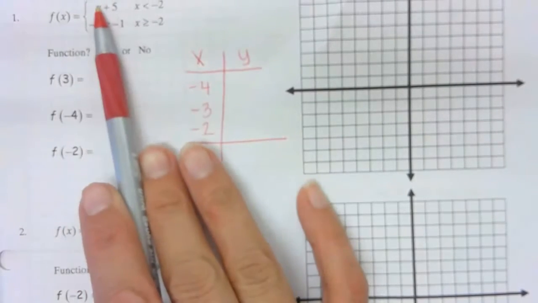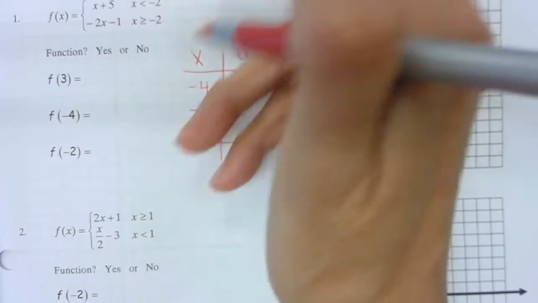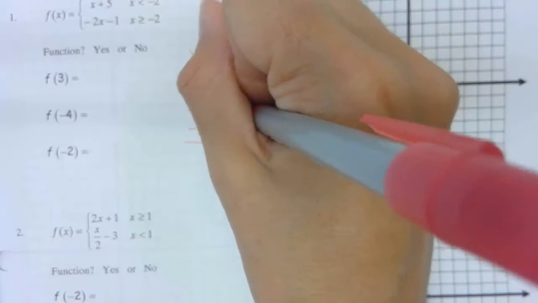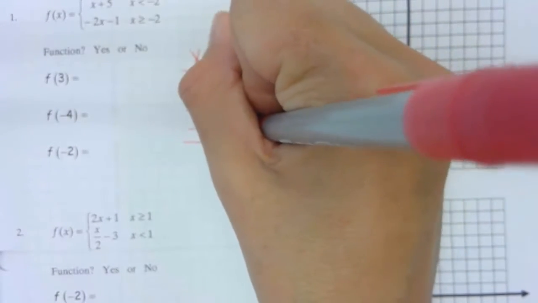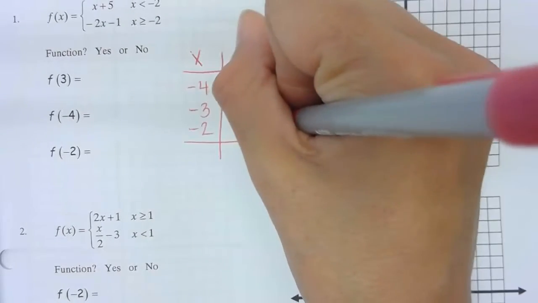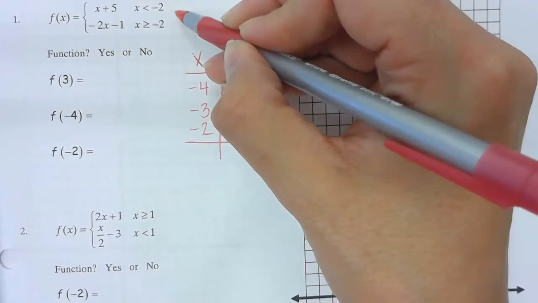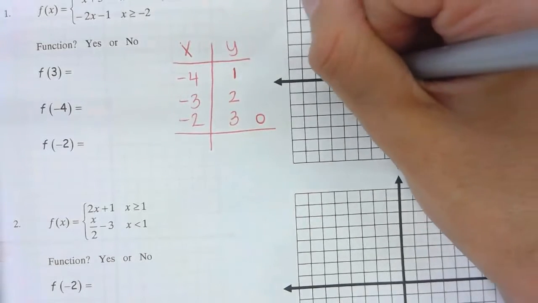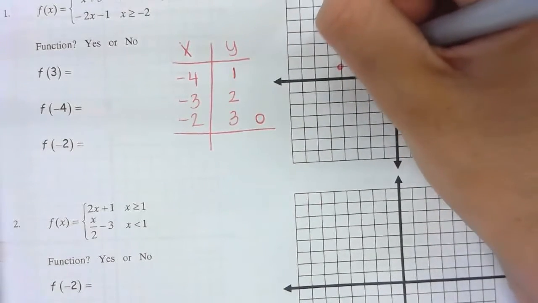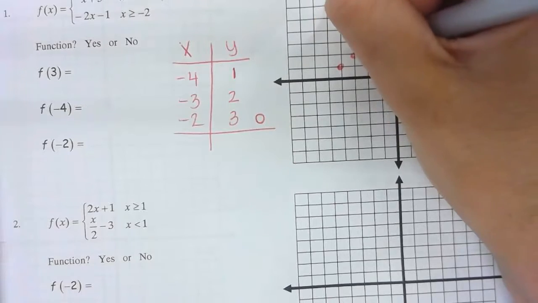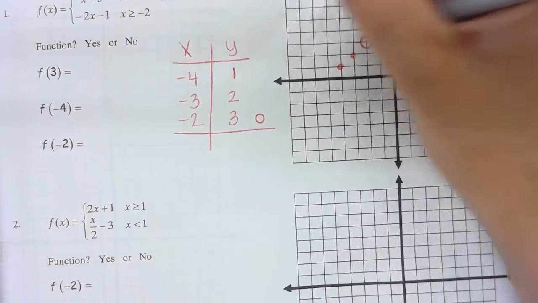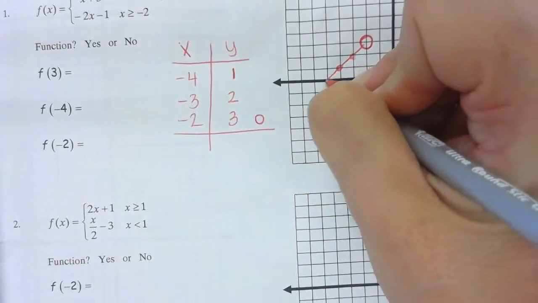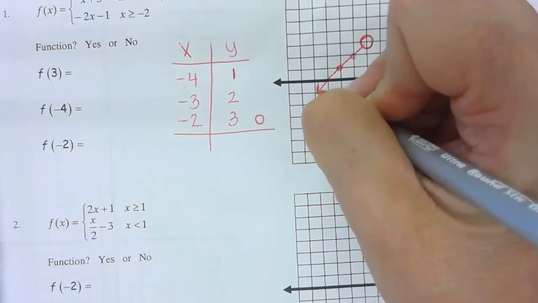So negative 4 plus 5 is 1. Negative 3 plus 5 is 2. And negative 2 plus 5 is 3. This point here is going to be an open circle because it's not equal to. So on your graph, you would go to negative 4, 1, negative 3, 2, negative 2, 3. At negative 2, 3, you have an open circle. And then you connect those 3 points and extend the line down.